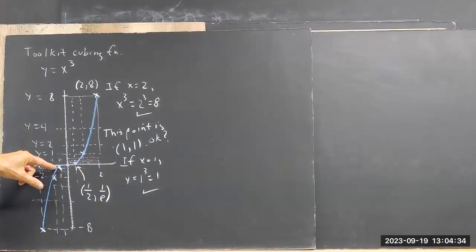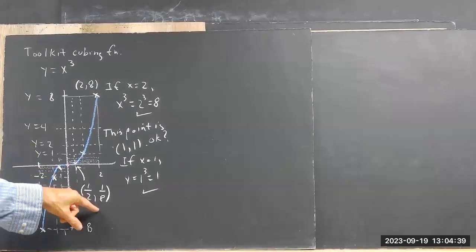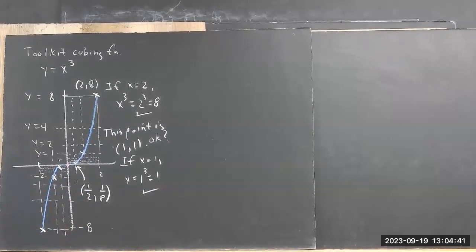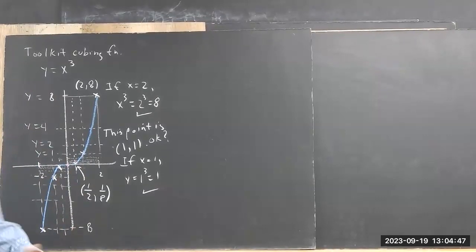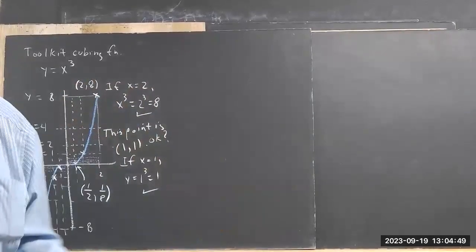Over here, the coordinates are the same except the x coordinates and the y coordinates are both negative. Like if you cube -2, -2 times -2 is 4. Multiply that by -2, you get -8.